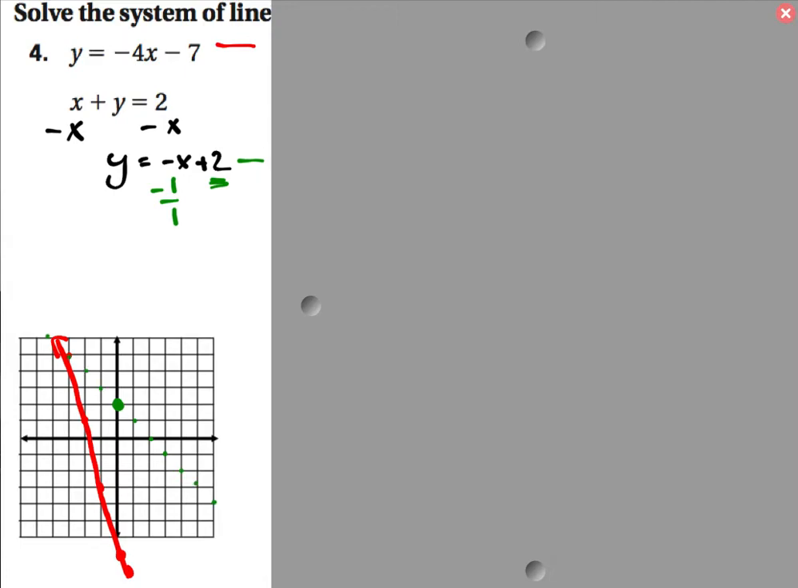So it does look like it crosses right here. And that looks like the point negative 3, 5. So let's check to see if that works.